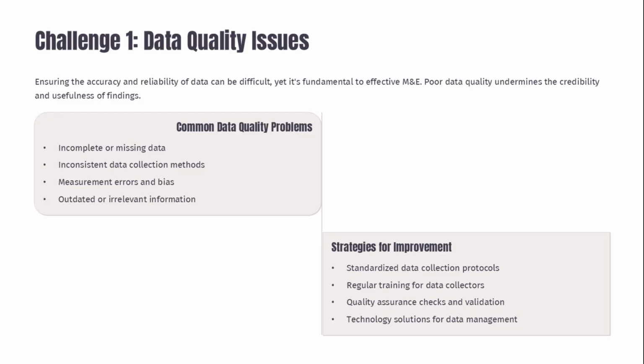Common data quality problems include incomplete or missing data, inconsistent data collection methods, measurement errors and bias, and outdated or irrelevant information. Strategies for improvement include standardized data collection protocols, regular training for data collectors, quality assurance checks and validation, and technology solutions for data management.